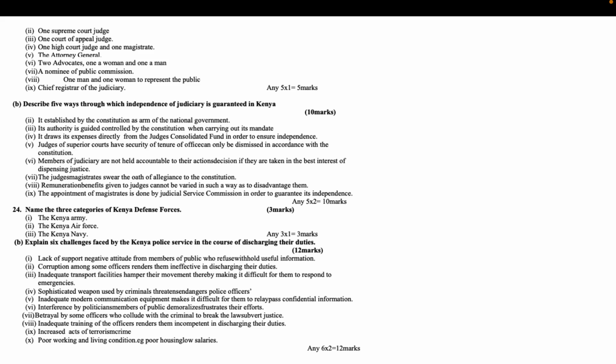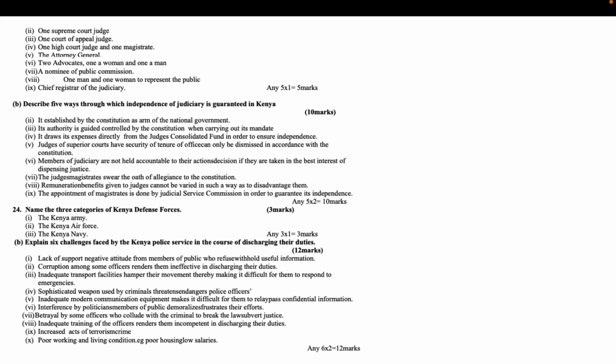Members of the judiciary are not held accountable for their actions and decisions if they are taken in the best interest of dispensing justice. The judges and magistrates swear the oath of allegiance to the Constitution. Remuneration and benefits given to judges cannot be varied in such a way as to disadvantage them. The appointment of magistrates is done by the Judicial Service Commission in order to guarantee its independence. Any 5x2 equals 10 marks.